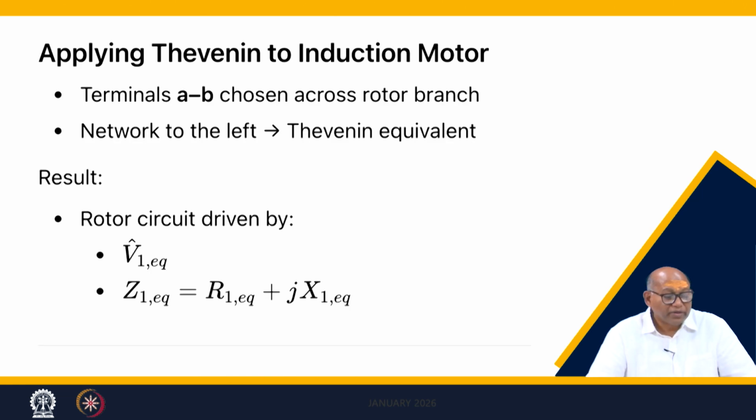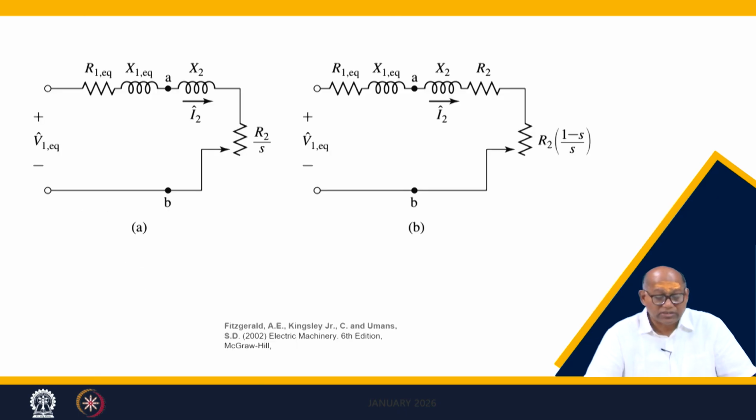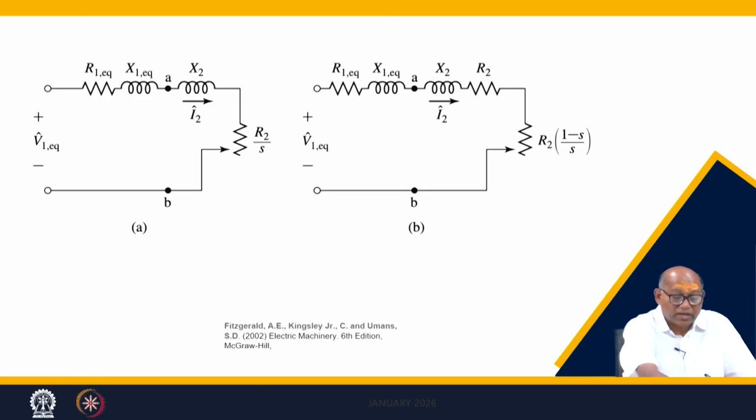So, how is it done? Terminals A and B are chosen across the rotor branch. You can see this is the terminal. The magnetizing branch has been taken out. We have taken this magnetizing branch out and this magnetizing branch is merged with this equivalent circuit.